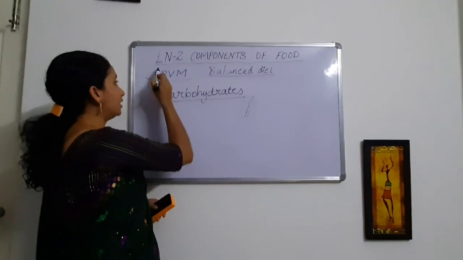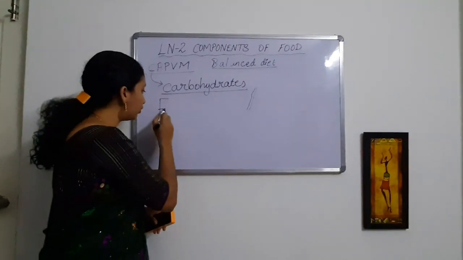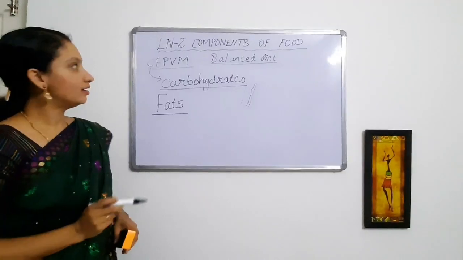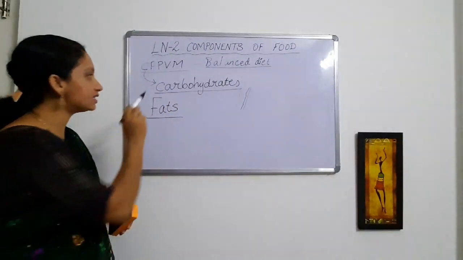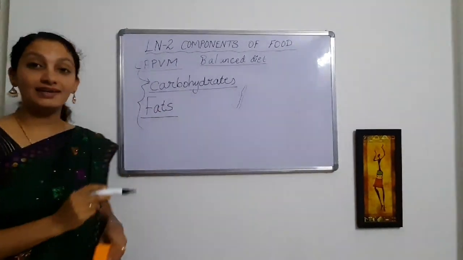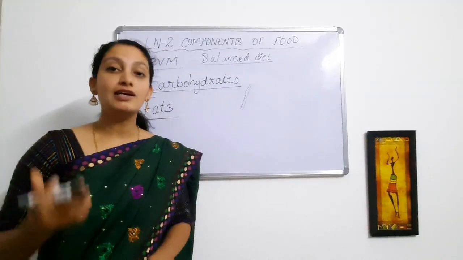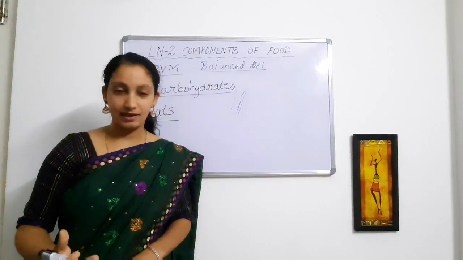Moving to the next one. What is the next one? F. F for fats. I have included F after C. The reason is both are energy giving foods. The first one is instant energy and the second one is stored form of energy.